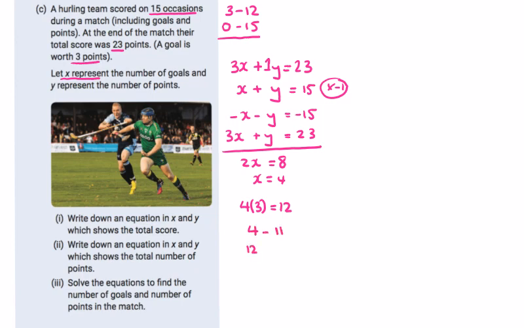So you can see here 12 for the goals, 11 for the points. So 12 plus 11 is equal to 23. And that's solving these equations in x and y. X is 4, we can see, which means that y is equal to 11.